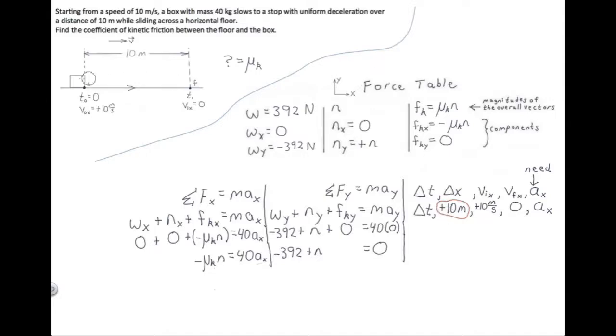Based on the initial and final points that we've chosen, delta x stands specifically for the displacement between time 0 and time 1. And based on the information that was given in the problem and in the sketch, the object is being displaced 10 meters. So the magnitude of delta x is 10 meters. We already built into our sketch that v initial x is positive 10 meters per second. That's based on the information that was given in the problem that we're starting from a speed of 10 meters per second. We have also built into our sketch that v final x is 0. Remember that that is based on the information given in the problem that the box is slowing to a stop.